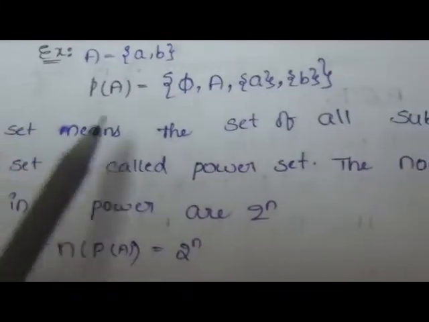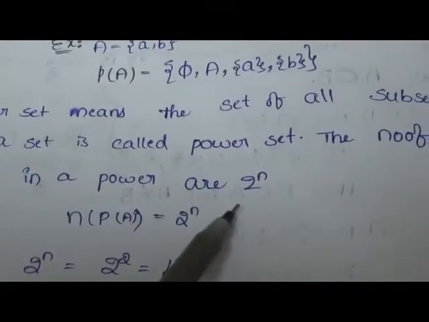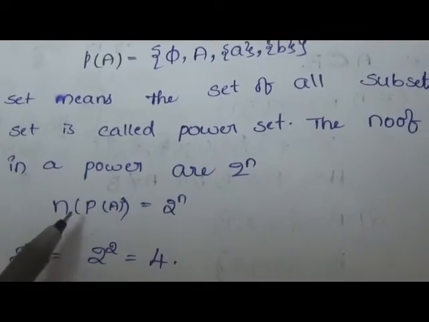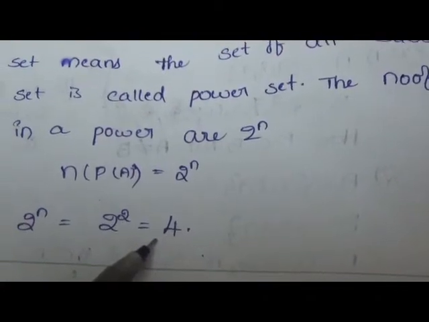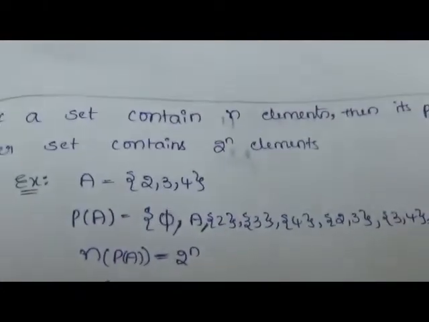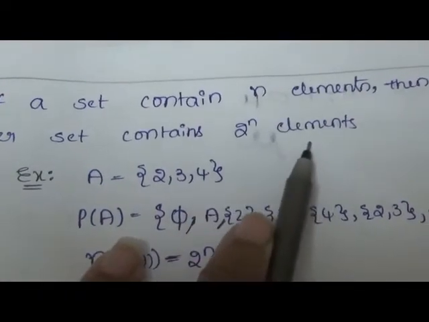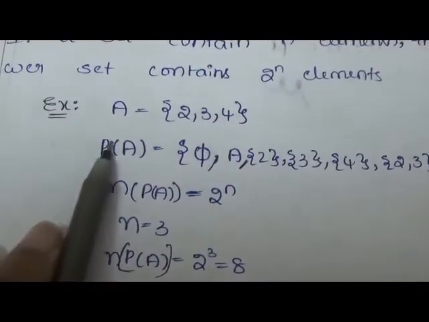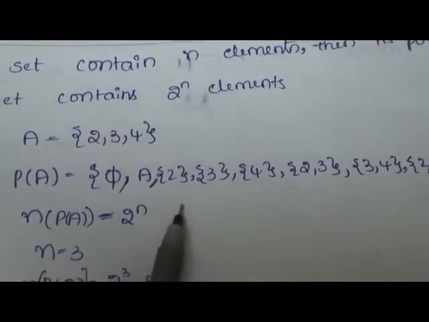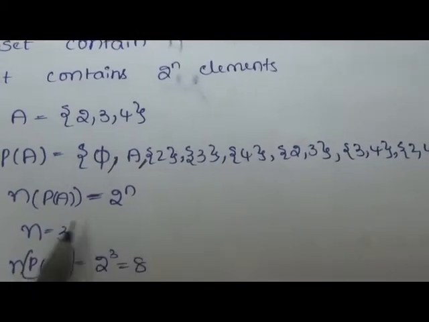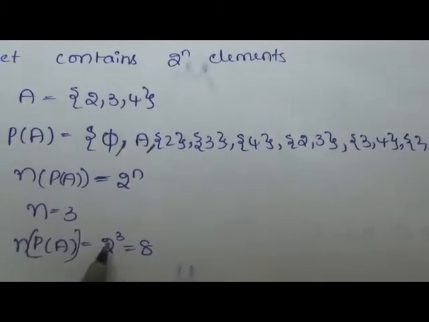So next, the power set means the set of all subsets of a set. The number of elements of a power set is 2 to the power of n. So the cardinal number of this power set, n of P of A, is equal to 2 to the power of n. So 2 to the power of 2 is equal to 4. 4 elements. So next, if a set contains n elements, then its power set contains 2 to the power of n elements. For example, A is equal to {2, 3, 4}. P of A is all the subsets you can write in one single set. So n of P of A is equal to 2 to the power of n. Here n is equal to 3. How many elements are present in this power set? 2 to the power of 3, that is equal to 8.